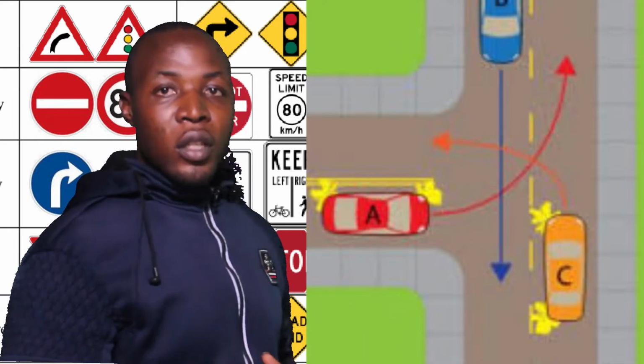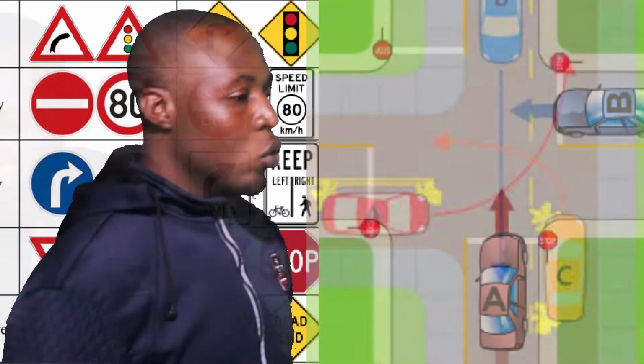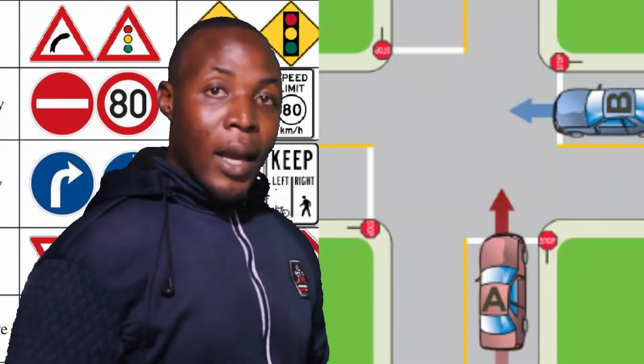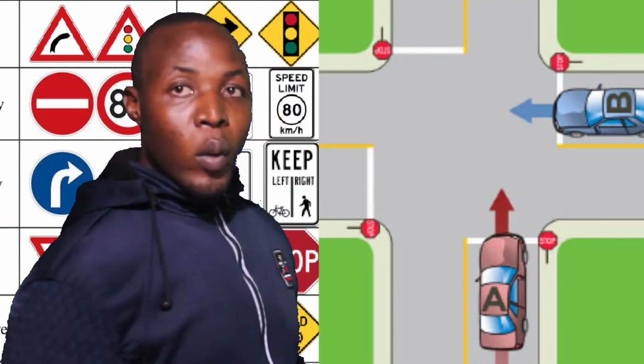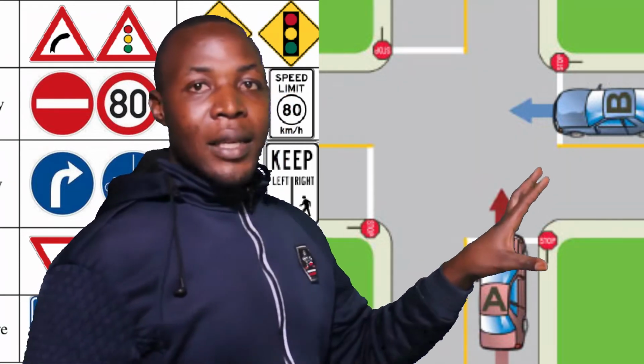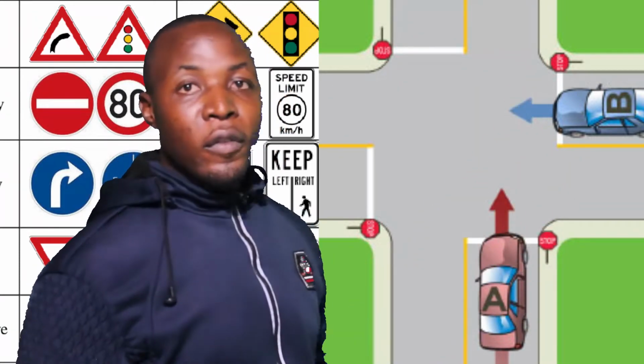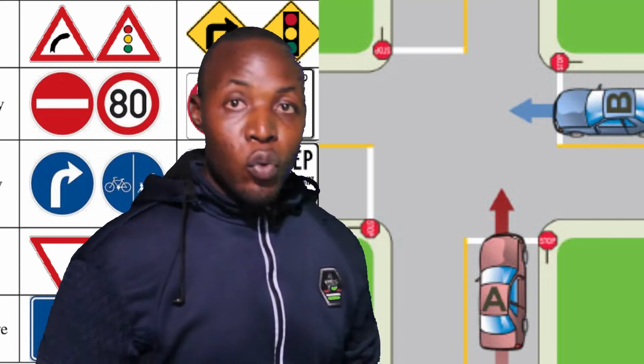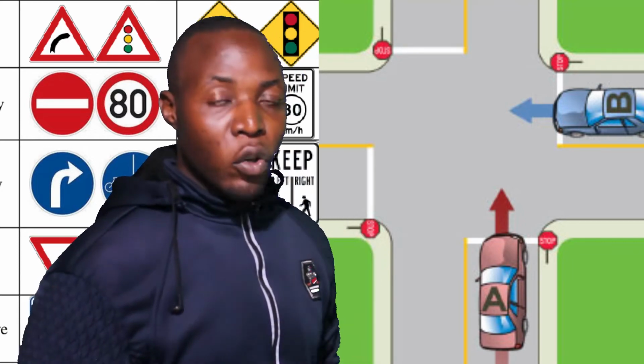So let's move into another section. So let's go into another shape of junction. This one we have at least four vehicles meeting at the junction. That is the junction of four entrances. How are you supposed to pass on this junction?